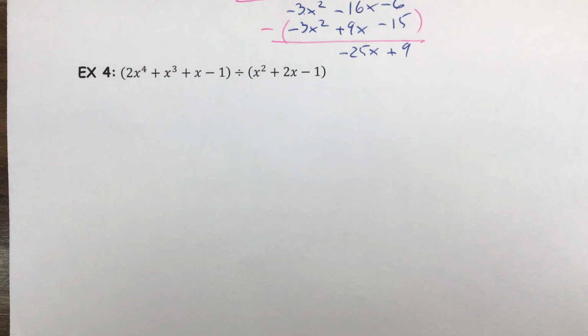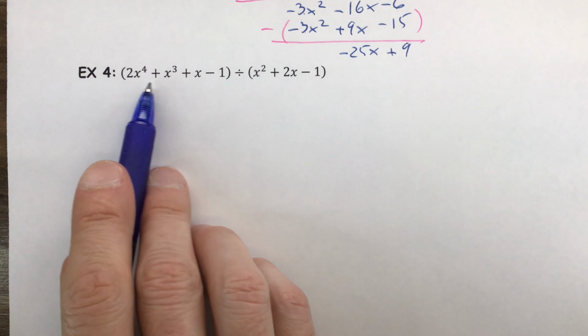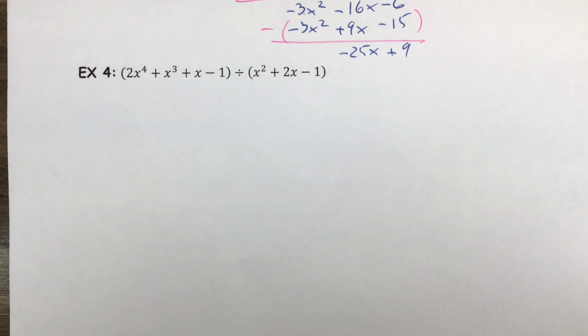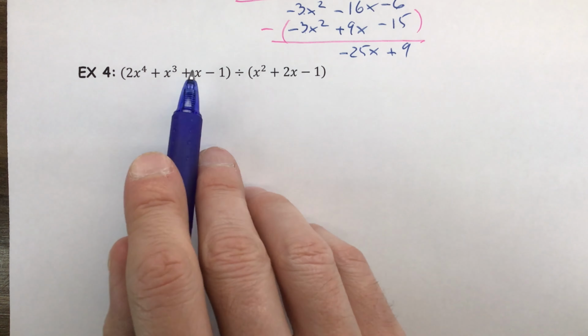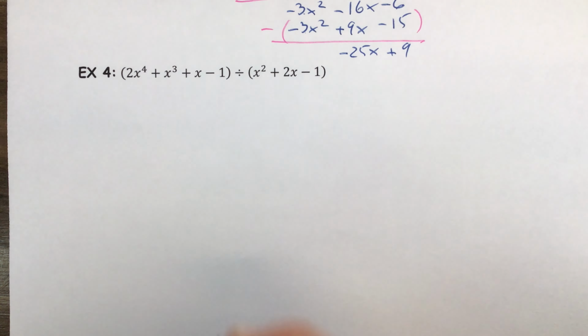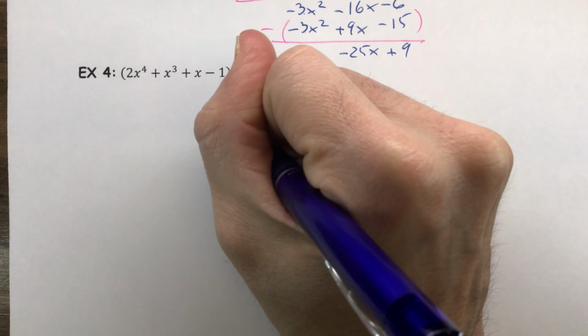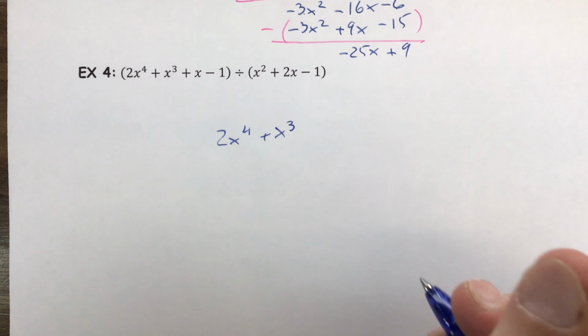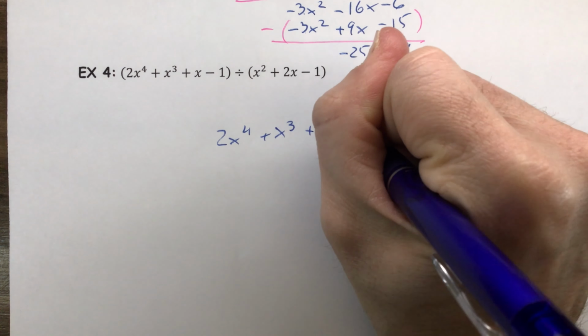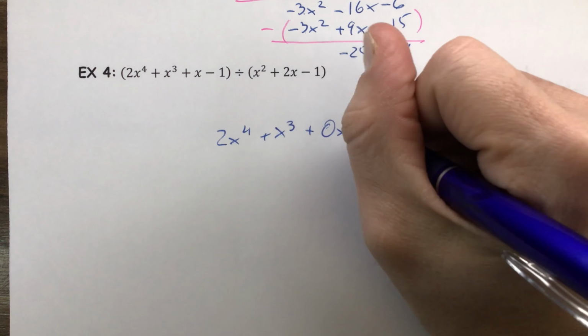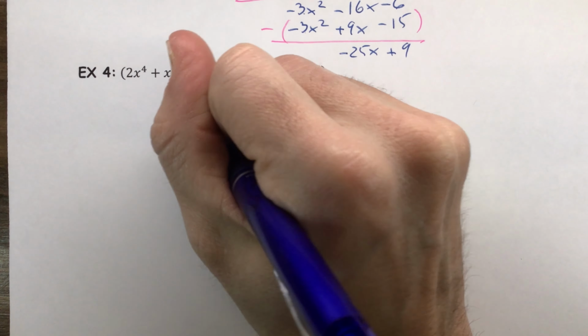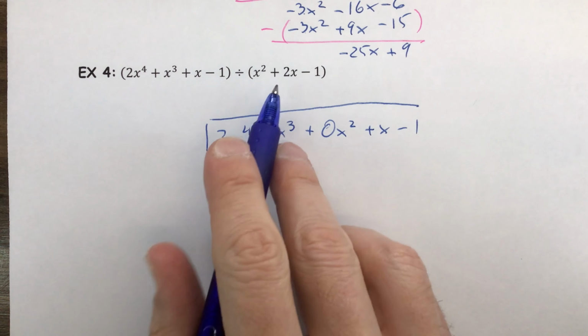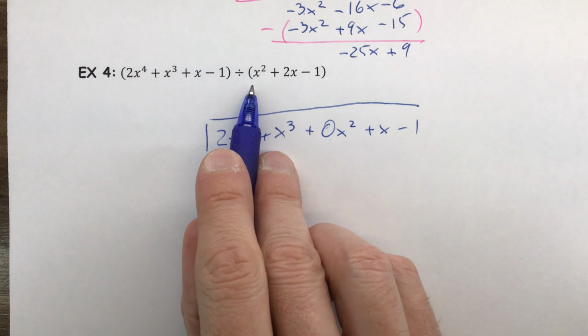Let's go ahead and do one more example. Here's our dividend. It's quartic. That means we want it to have 5 terms. We've got 1, 2, 3, 4, so we're missing one. And like the last, we happen to be missing the quadratic term. Okay, we don't have an x squared in the middle here. So we're gonna write 2x to the 4th plus x cubed plus 0 x squared. We're gonna fill that in. Divisor's gonna go outside. That also doesn't skip any terms.